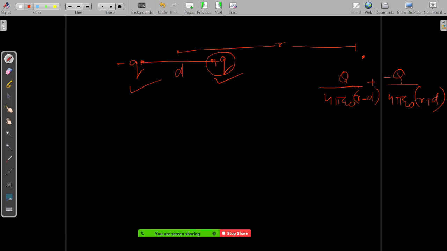Did you get this? I'll copy. Can you show the previous page? I can just copy that.